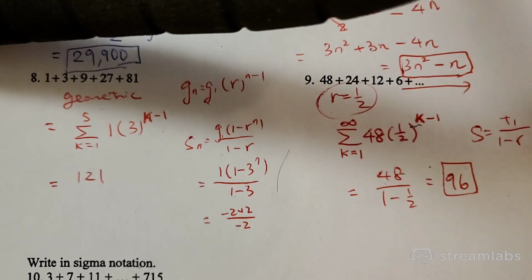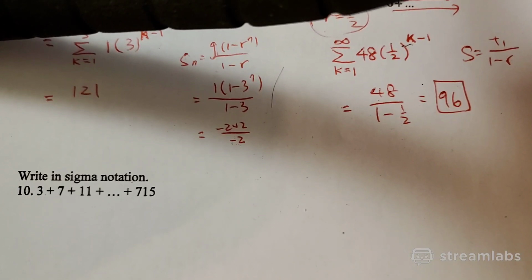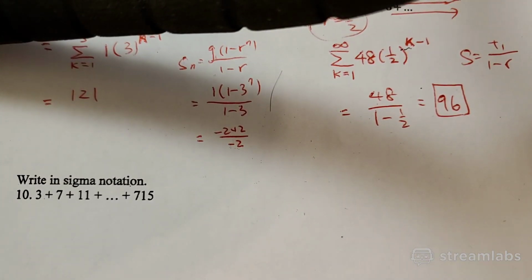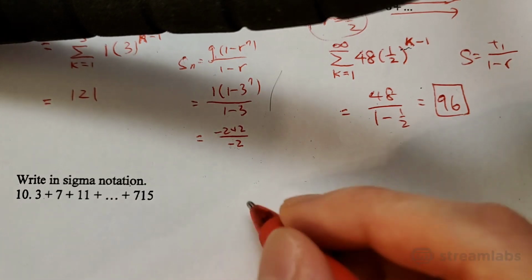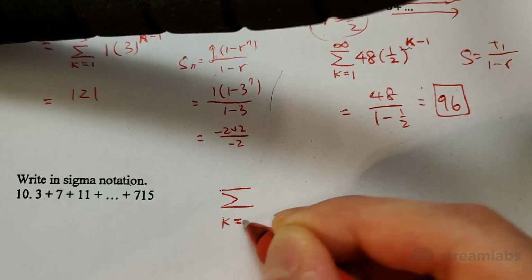One last one. Write in sigma notation: 3 plus 7 plus 11 plus all the way to 715. So let's see what we need for sigma. Okay, so sigma k, we start from 1.